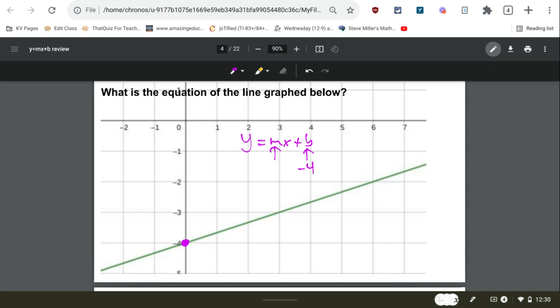And the slope, we got to find 2 points on the line. All right, so I could use these 2 points that I've got labeled, or I could use this middle point and this one to the right. But we're just counting the rise and run to find that slope. All right, it's obviously a positive slope because it's kind of tilted uphill. But the rise is 1 and the run is 3. So the slope is 1/3. All right, so my equation is y equals 1/3 x minus 4. That'd be my solution for this one.